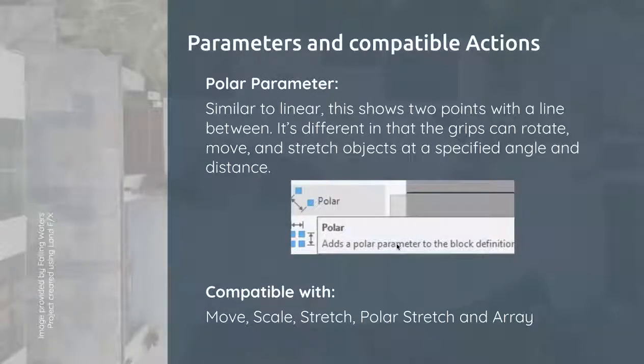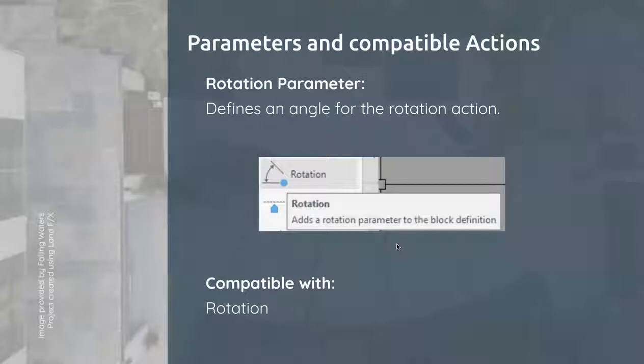The polar parameter is similar in that it's linear, and it shows the 2 points with 2 grips on a line in between. But it's different in that the grips, when interacted with, can rotate, move, and stretch objects at that specified angle. Compatible with the move, scale, stretch, polar stretch, and array actions.